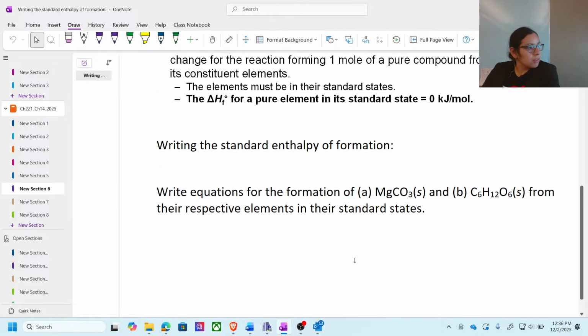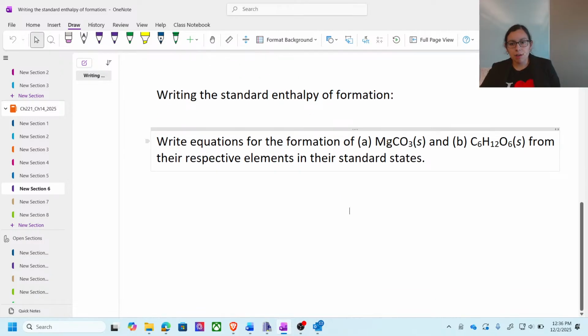And so now let's try to do this problem. This just wants us to write our standard enthalpy of formation for magnesium carbonate and then a sugar here. So we're just writing it. What would that look like? We're not calculating it right now. We just practice writing it.